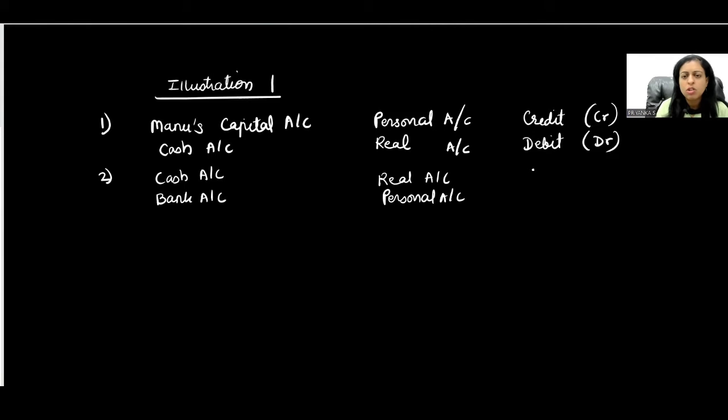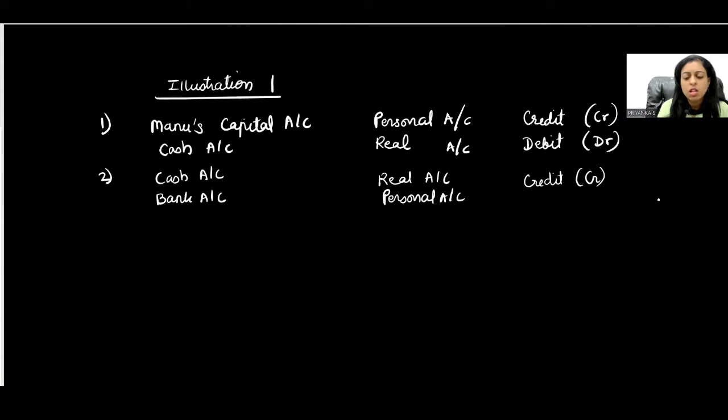Again, apply the rule. Real account rule says debit what comes in, credit what goes out. For the business, what is happening? This cash is coming into business or going out from the business? The cash is going out from the business because it is going into the bank, right? So cash is going out from business. So cash account will be credit. Debit what comes in, credit what goes out. It is going out.